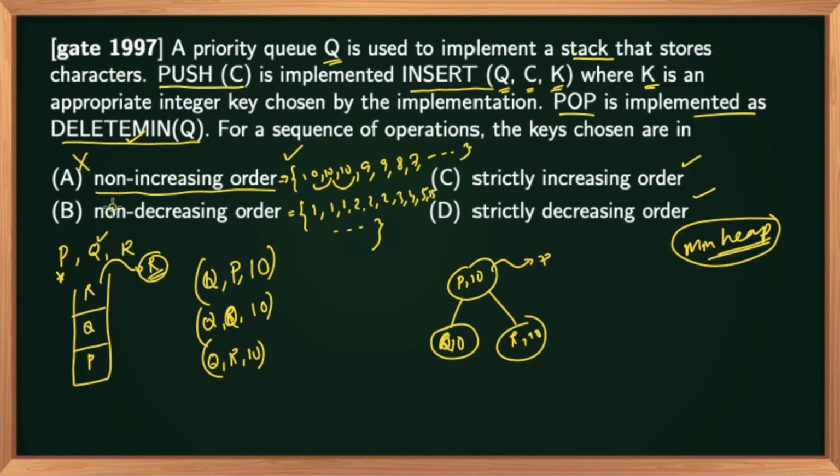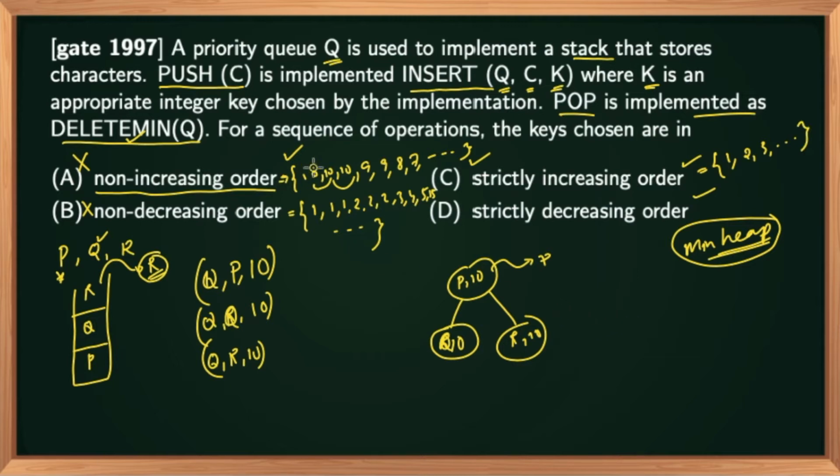The same way you can try for B. B also you can prove that it is wrong. Now let's see choice C. It says strictly increasing order. So let me assume we are giving the keys like 1, 2, 3, that is strictly increasing order, right?